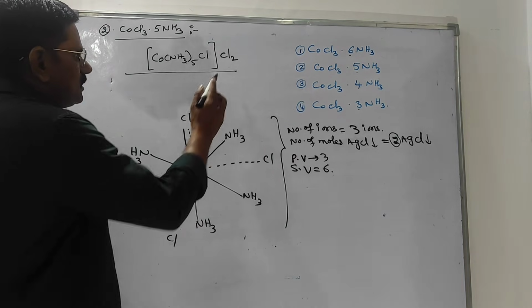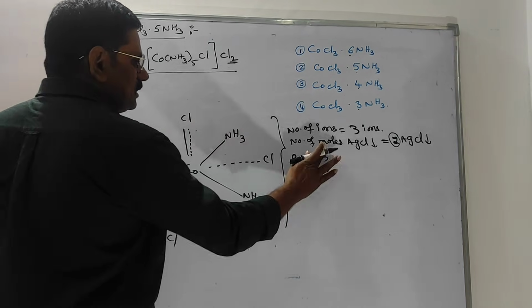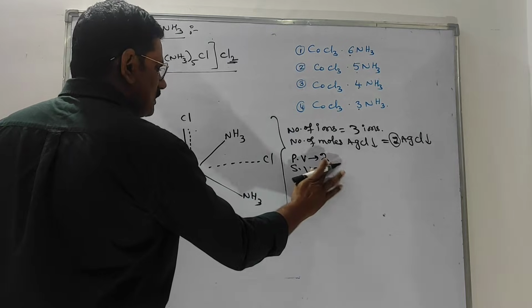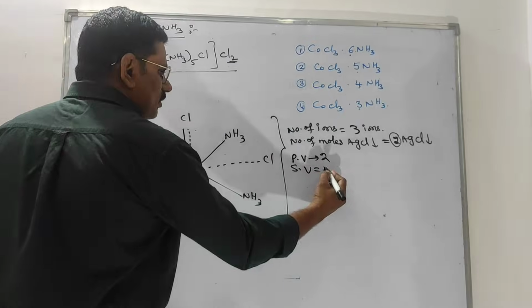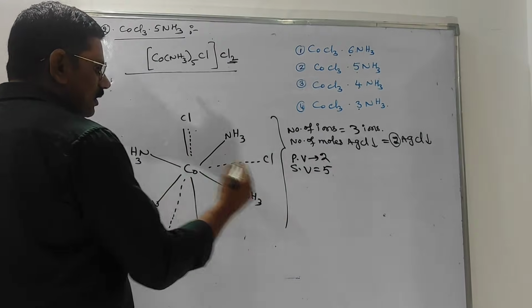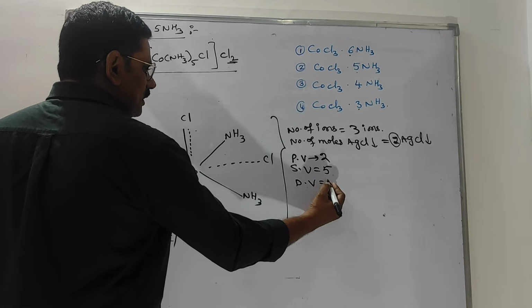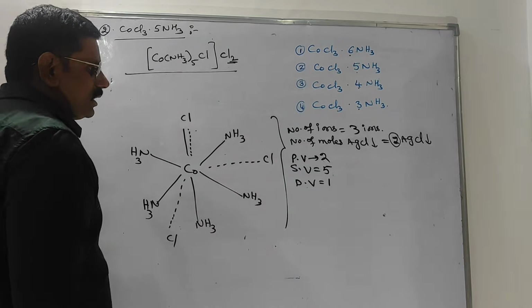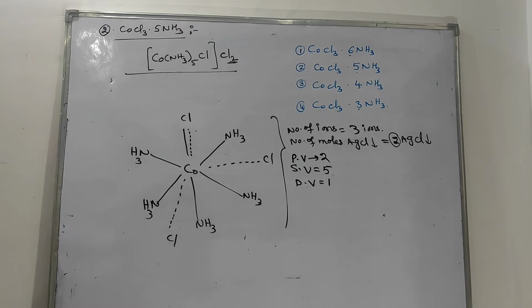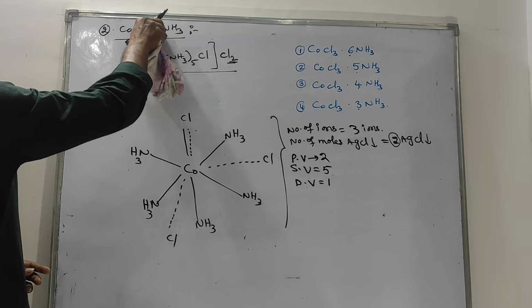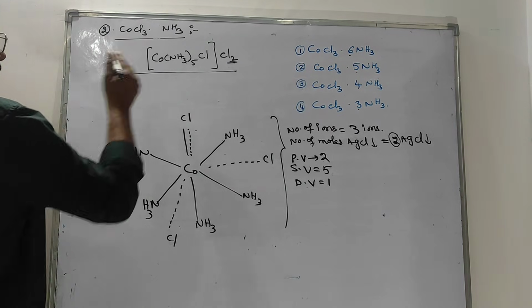And how much is the primary valency? 2. What is the secondary valency? 5. And what is the dual valency? It is 1. 1 chloride ion is showing dual valency. So this is the information regarding CoCl3·5NH3. Now we will take another example, that is CoCl3·4NH3.